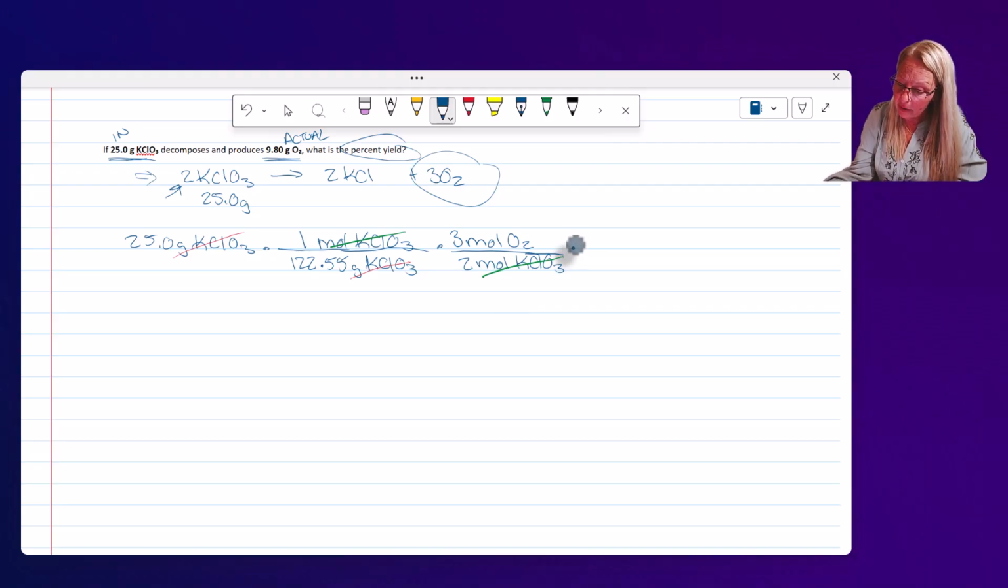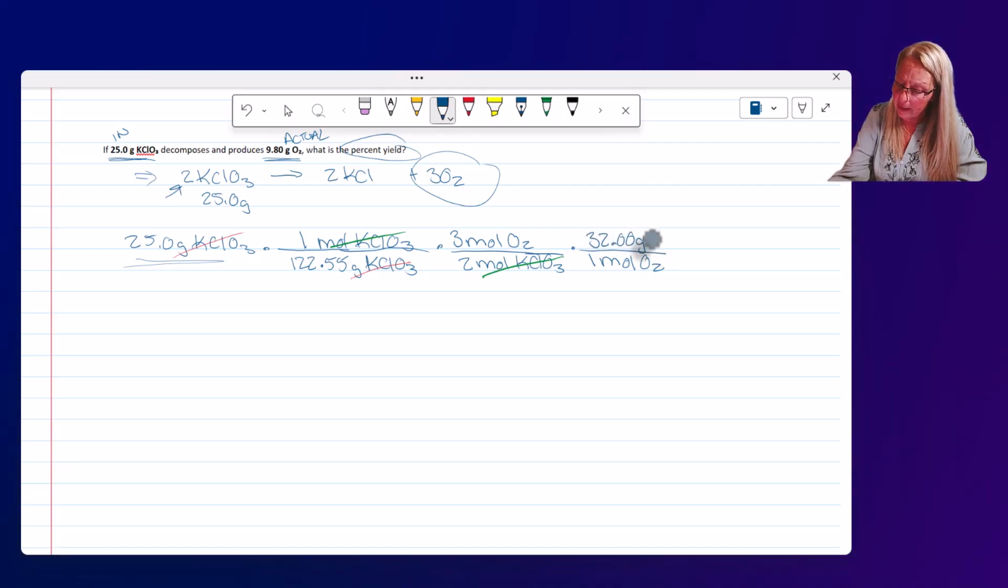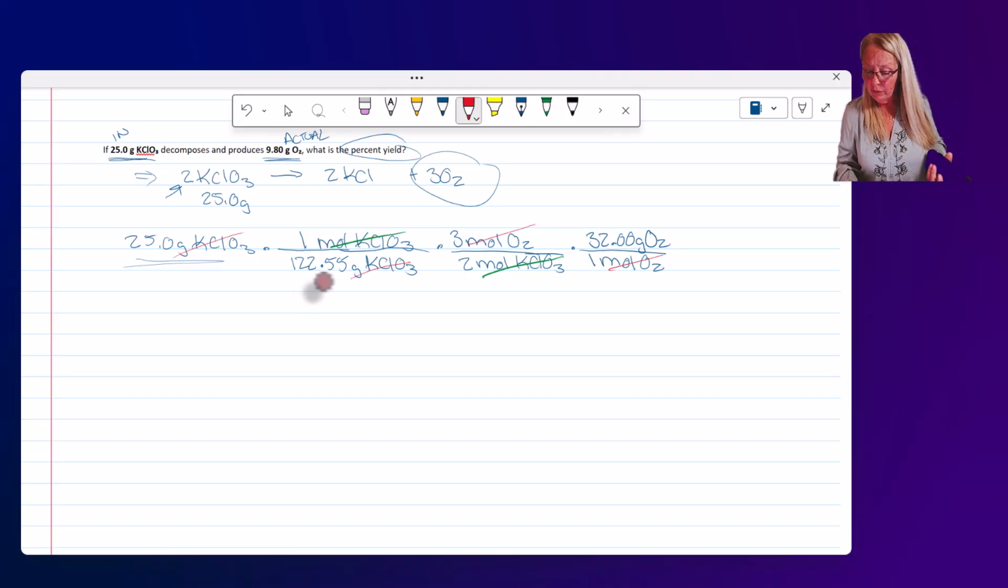So now, let's see, we are in moles of oxygen. I now want to know what is the mass of oxygen I could make if I can react all 25 grams. So let's see. My molar mass, I need 1 mole of oxygen has 32, yep, straight 32.00 grams of oxygen. See, it cancels. My mole of O2 cancels with mole of O2. So now what I'm going to put in my calculator, 25 times 3 times 32, and then divide that by 122.55 times 2.